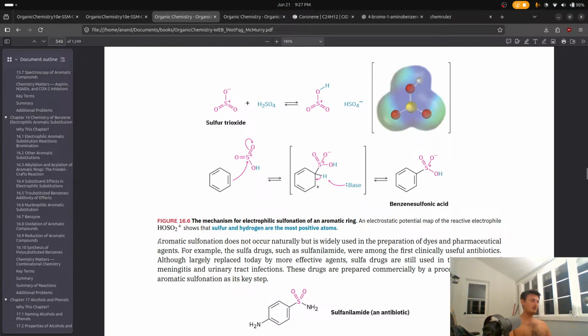All right. Aromatic sulfonation does not occur naturally. Yeah, that makes sense. But it is widely used in the preparation of dyes and pharmaceutical agents. Okay, so this is also used in dyes.